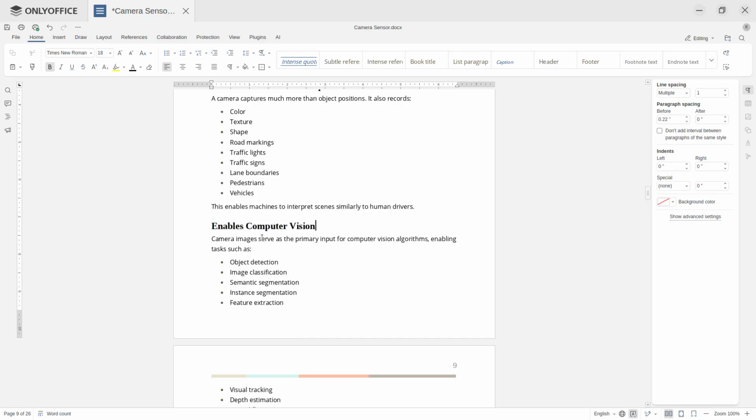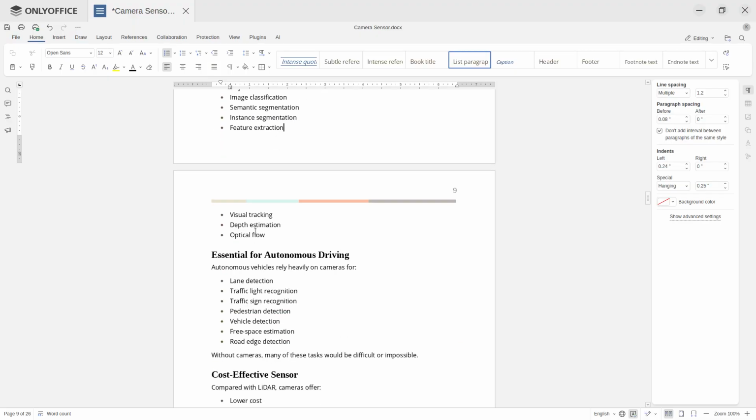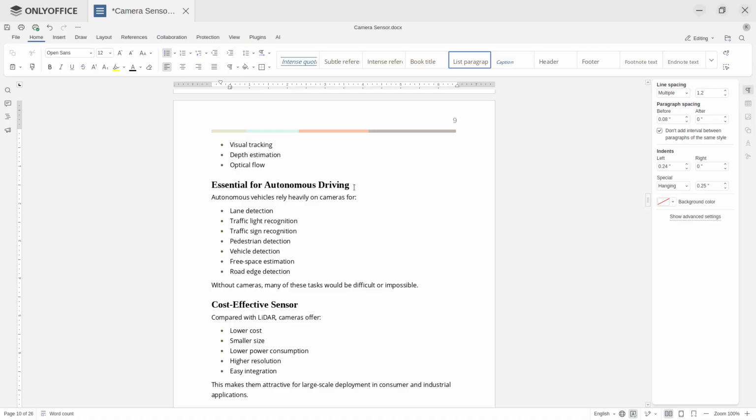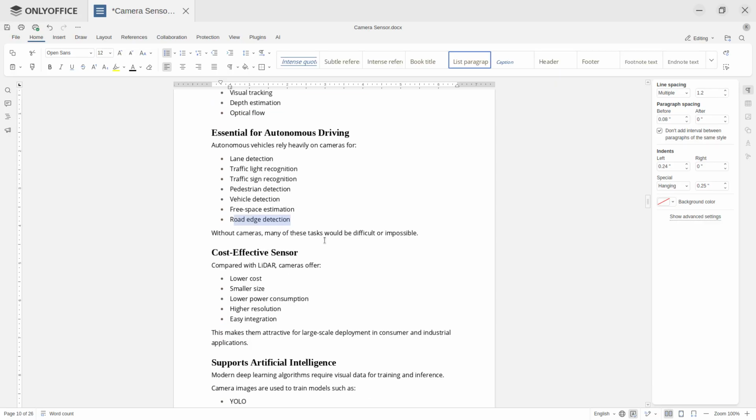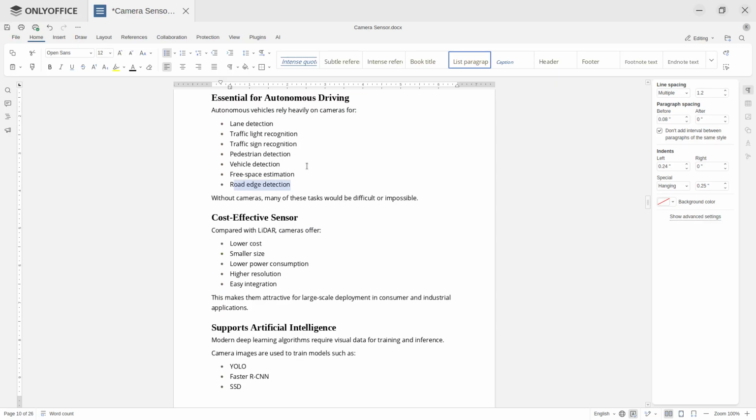Enables computer vision. Camera images serve as the primary input for computer vision algorithms, enabling tasks such as object detection, image classification, semantic segmentation, instance segmentation, feature extraction, visual tracking, depth estimation, optical flow. Essential for autonomous driving. Autonomous vehicles rely heavily on cameras for lane detection, traffic light recognition, traffic sign recognition, pedestrian detection, vehicle detection, free space estimation, road edge detection, etc. Without cameras, many of these tasks would be difficult or impossible.